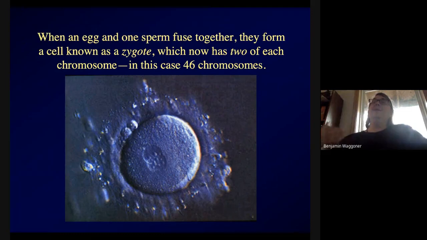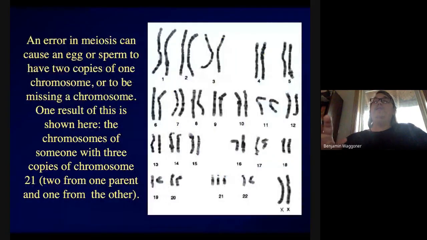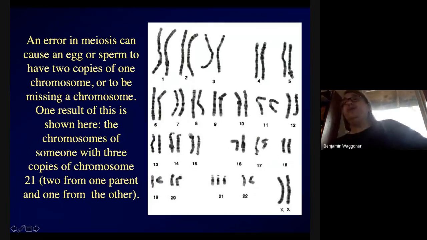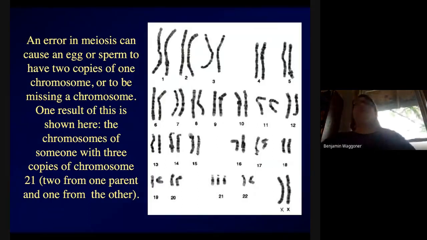That zygote can then divide by mitosis into 2 cells, 4 cells, 8 cells, 16 cells, 32 cells, dot, dot, dot, and ultimately give rise to a fully formed adult. If there's a mistake in meiosis, an egg or a sperm can end up with 2 copies of one chromosome or possibly be missing a chromosome. There you've got some human chromosomes that have been stained. They've been stained with a different technique from that fluorescent stain that we saw earlier. But you can see that there is one pair of chromosome 1.